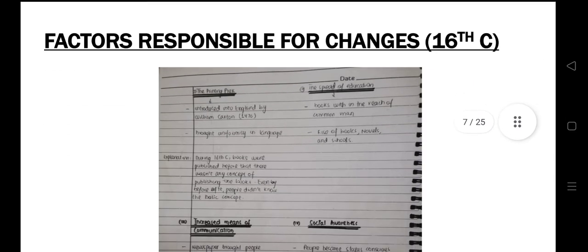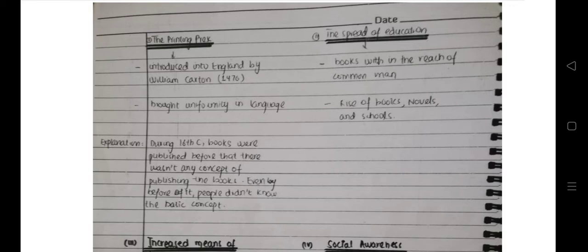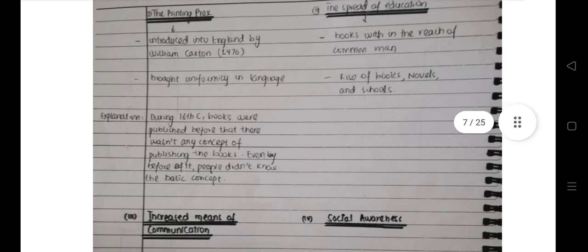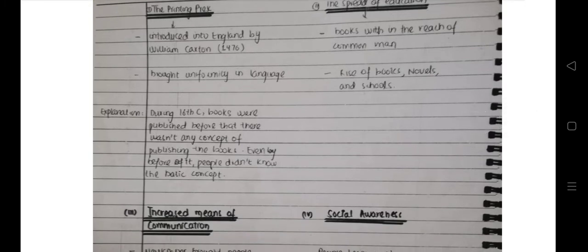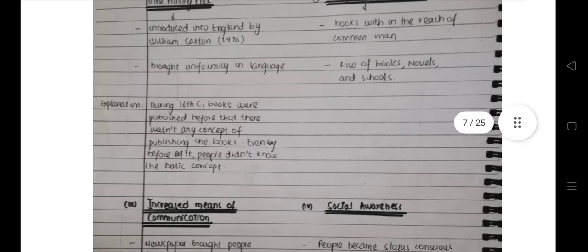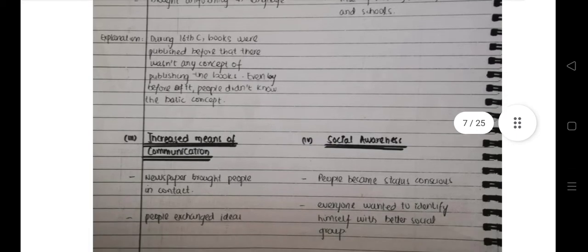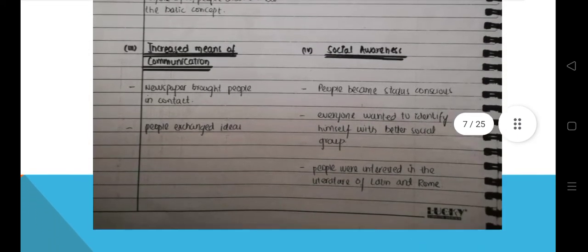Now we'll see the factors responsible for changes in the 16th century. The first obvious one was the printing press. It was introduced into England by William Caxton in 1476. Due to this printing press, obviously it had an impact on education and learning. Books were printed and became common, accessible to common people, and there was a rise of books, novels, schools. So learning enhanced, books were published and increased the means of communication.